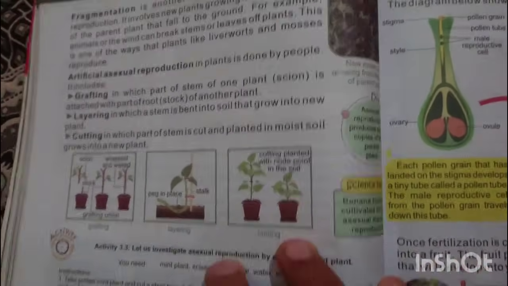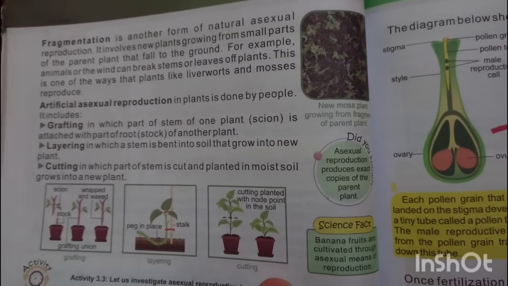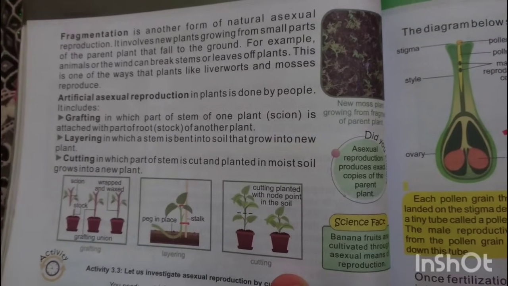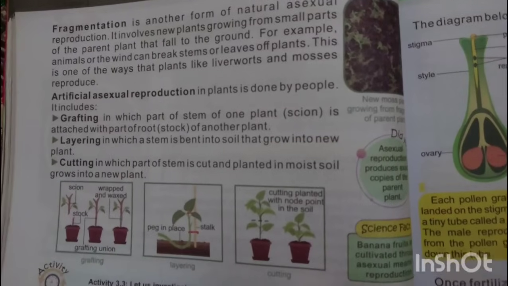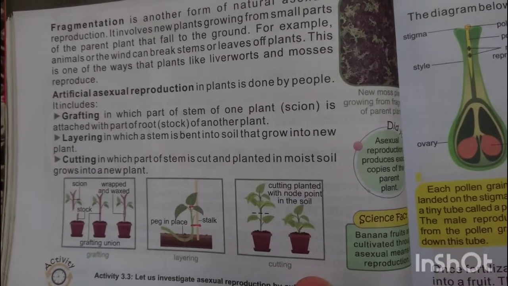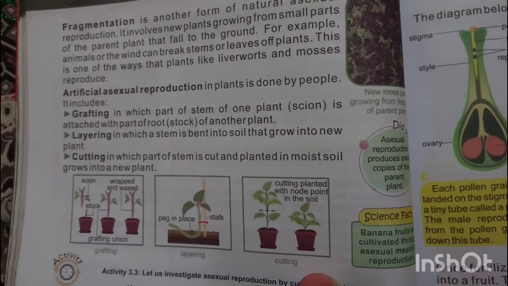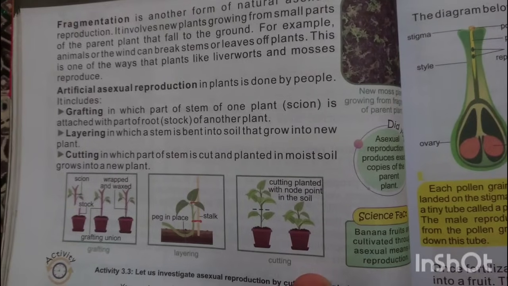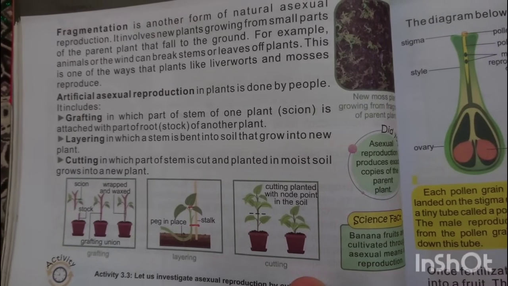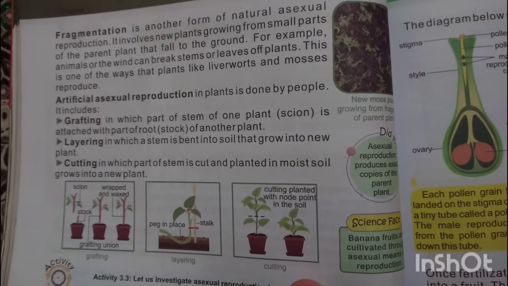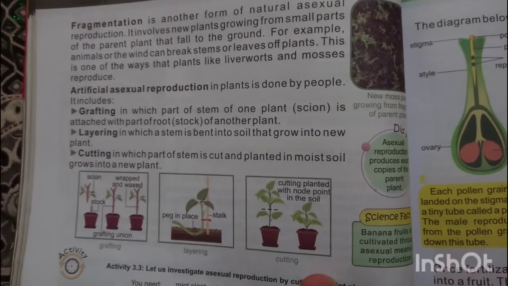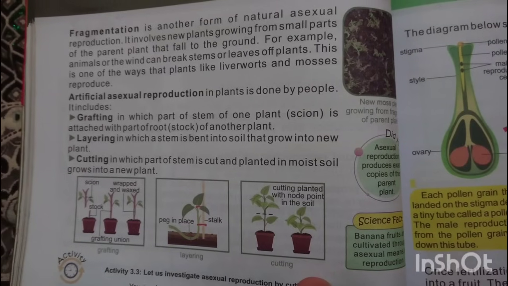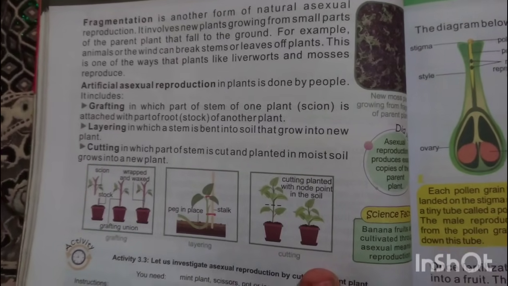Artificial asexual reproduction in plants is done by people. It includes grafting, layering, and cutting. Grafting, in which part of the stem of one plant is attached to another plant. Layering, in which a stem is buried into soil and grows into a new plant. Cutting, in which part of a stem is cut and planted in moist soil and grows into a new plant.